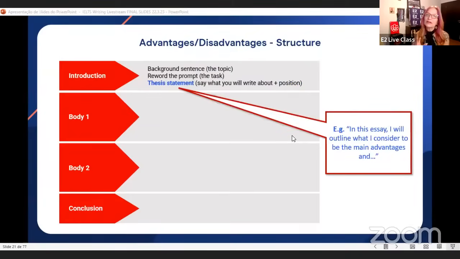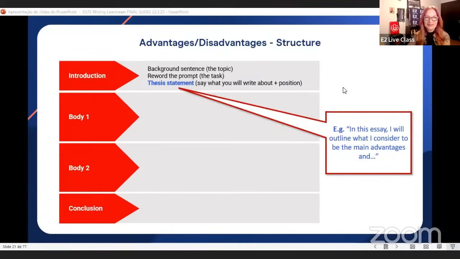So how do we do that? Here we go. So you will include your position. In this essay, I will outline what I consider to be the main advantages and disadvantages. However, I recommend that you do not use the words advantages and disadvantages because that's in the prompt. So in your answer, you would try to paraphrase that. Benefits, potential positive outcomes. This type of introduction we also use for problem and solution essays, because most of the time in problem solution, you have to outline your position.